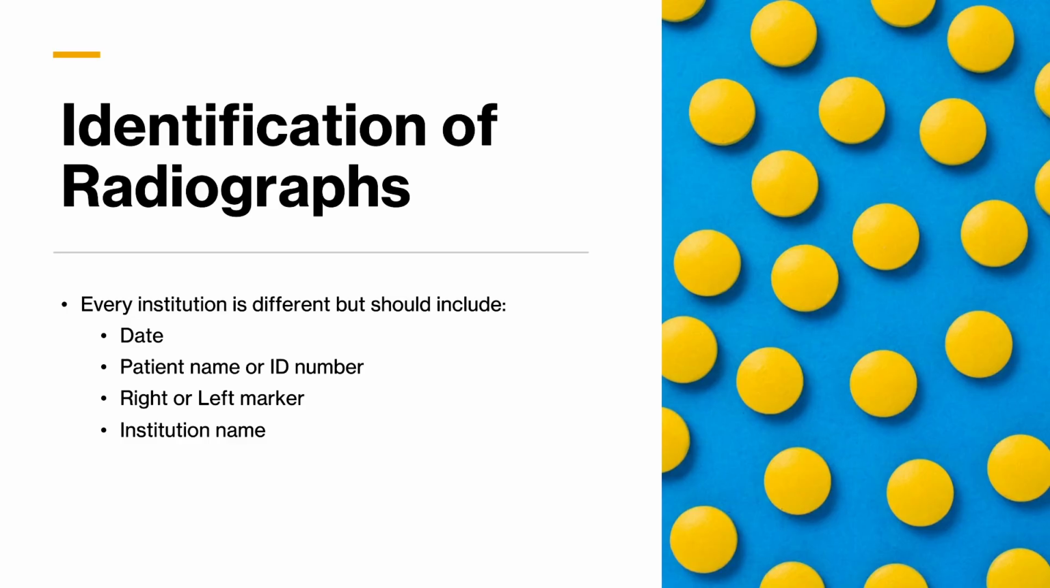All radiographs will also have patient identifiers on them. Each institution will be different, so you'll have to check your protocol based on wherever you're working. But each one should include the date of the procedure, the patient's name or ID number, right or left marker, and the institution name. So no matter where they go, they'll always know what date it was taken, what side of the body it was, and where it was taken.